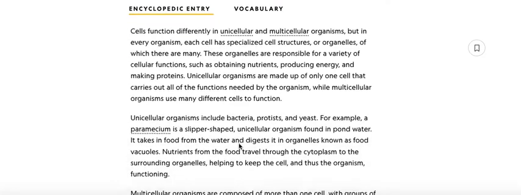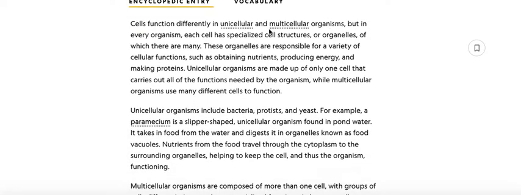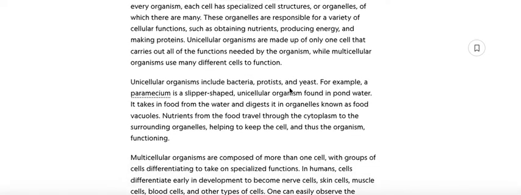Cells function differently in unicellular and multicellular organisms, but in every organism, each cell has specialized cell structures, or organelles, of which there are many. These organelles are responsible for a variety of cellular functions, such as obtaining nutrients, producing energy, and making proteins. Unicellular organisms are made up of only one cell that carries out all the functions needed by the organism, while multicellular organisms use many different cells to function.